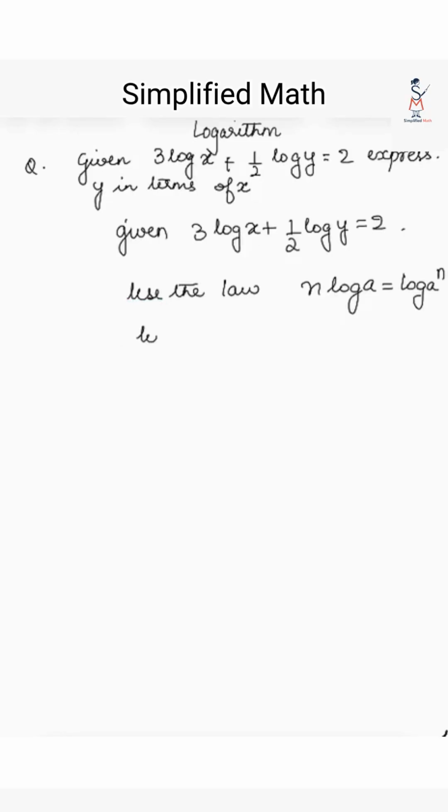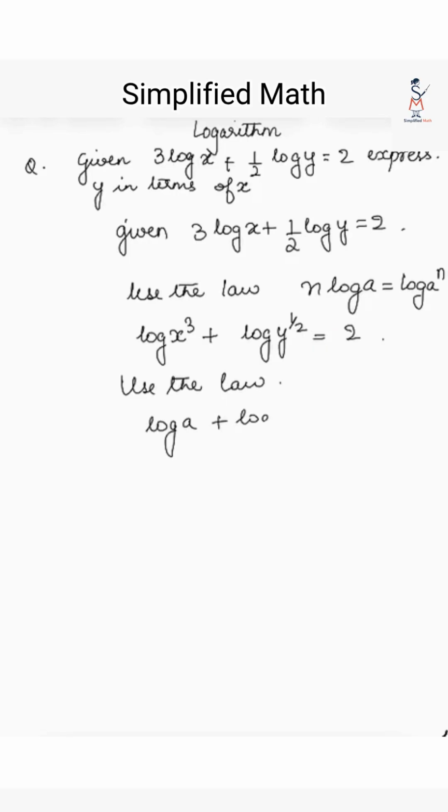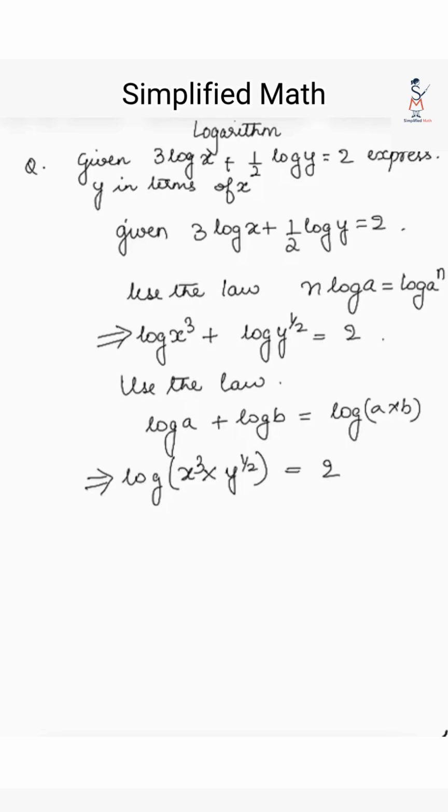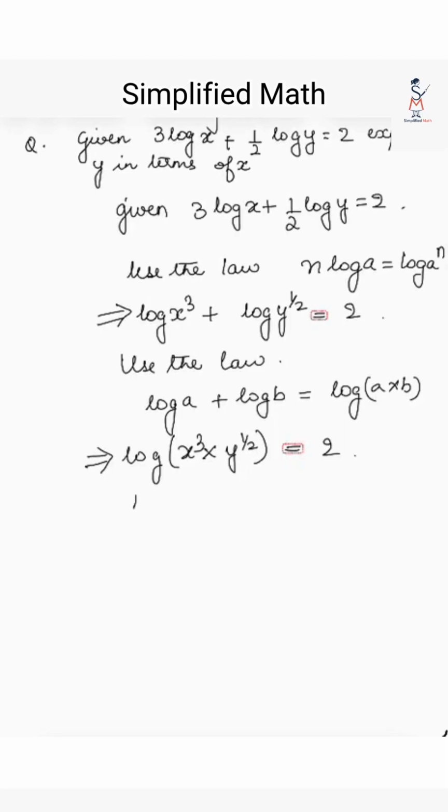So 3 log x will become log x cube and half log y will become log y raised to the power half is equal to 2. Now again we will use the law, that is log a plus log b is log a into b, right? So now this will become log x cube into y raised to the power half is equal to 2.